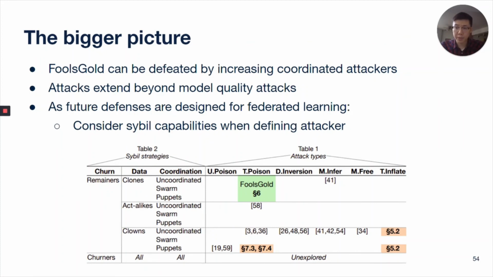Going back to the bigger picture, FoolsGold is just one solution for one section in the space of various Sybil attacks and Sybil strategies. And even FoolsGold can be defeated as a stronger Sybil adversary is assumed. We urge the community as a whole, when considering defenses and attacks for federated learning, to also consider the capabilities of Sybils when defining the role of the attacker.